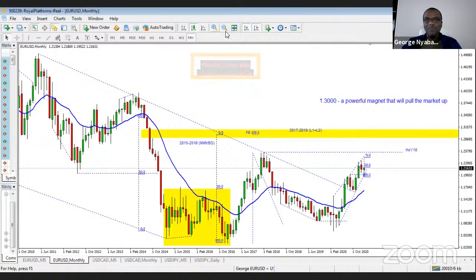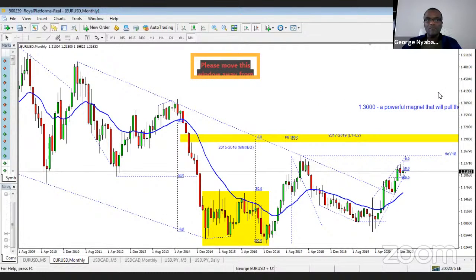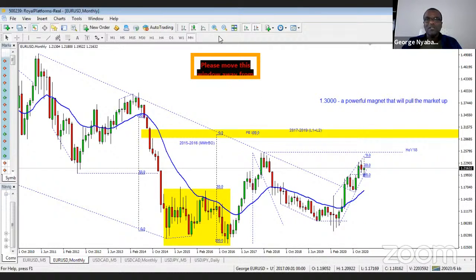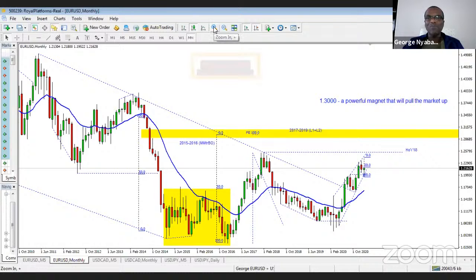Okay, so just a bit of a closer view of what we're looking at here. What I'm interested in when I look at the monthly time frame of any chart is, are there any levels that are coming close into the daily view? Because if they're coming close to the daily view, they're definitely going to be acting as magnets. In other words, they're going to act quite determinedly to pull the market up or down.